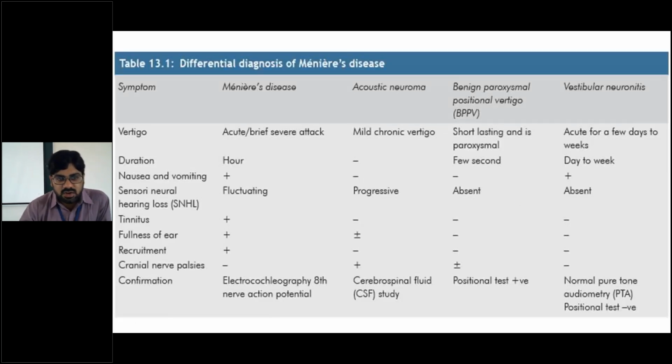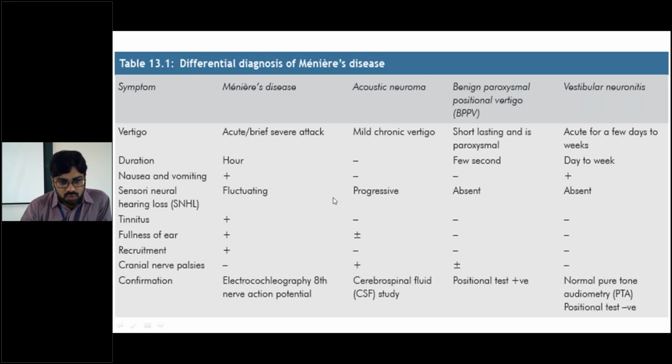So these are the differential diagnoses. You can easily diagnose Meniere's disease, acoustic neuroma, BPPV, and vestibular neuritis. These are the 4 conditions you can have as your differential diagnoses when a case scenario is given to you, like the patient has come to you with problems of vertigo, tinnitus, and all. Then you can have your differential diagnoses as Meniere's disease, acoustic neuroma, BPPV, and vestibular neuritis.